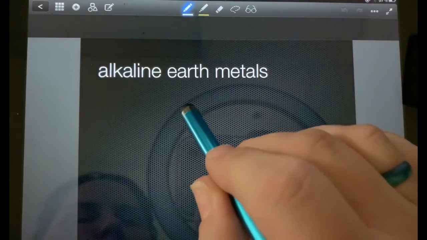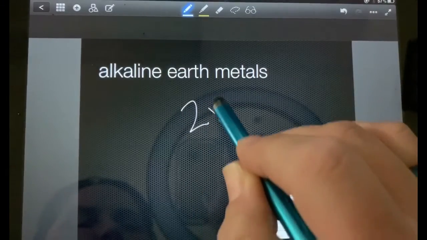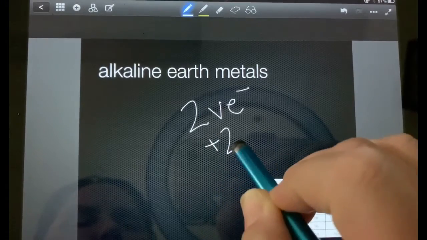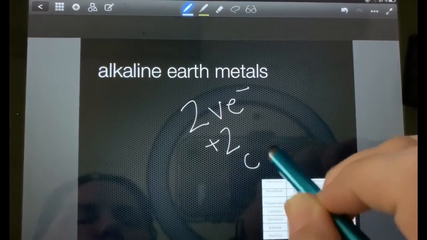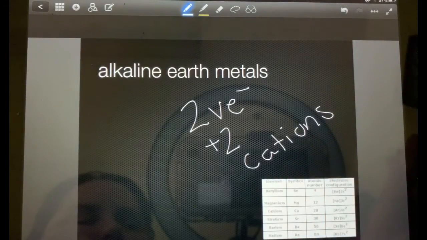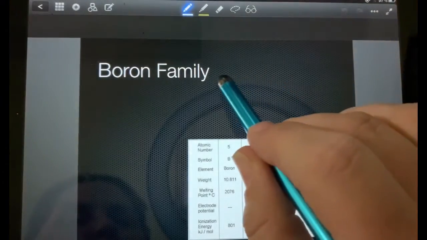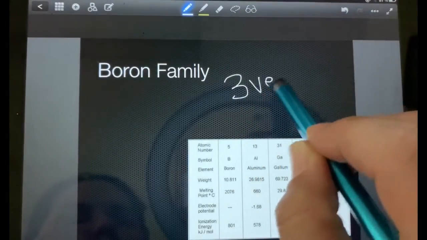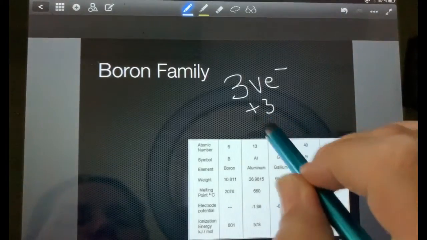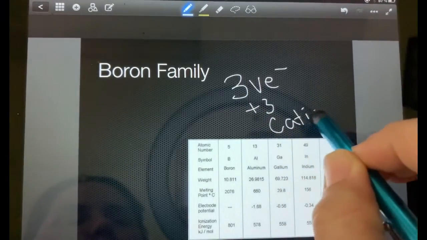Alkaline earth metals. This is group 2. They have 2 valence electrons. They'll take on a +2 charge. These are also cations. Boron family has 3 valence electrons, +3 charge, and also cations.